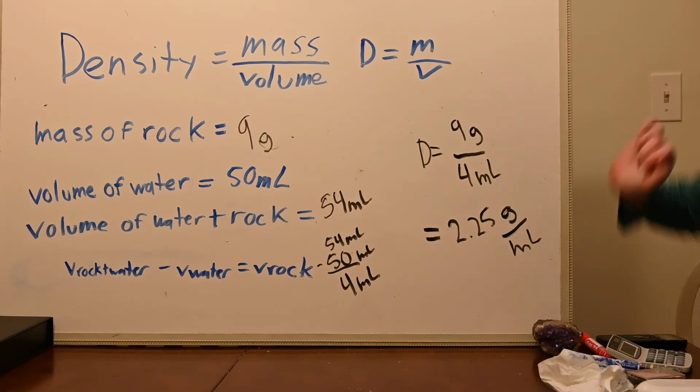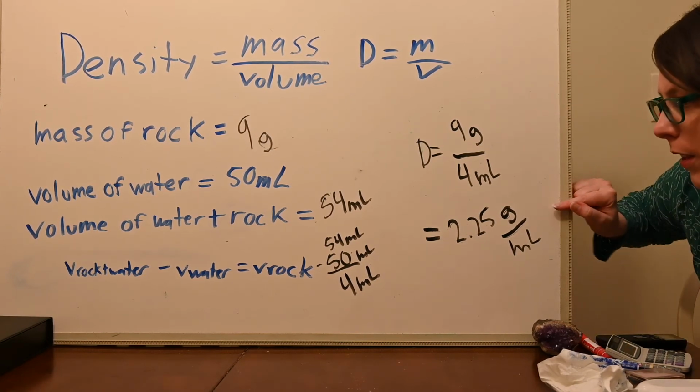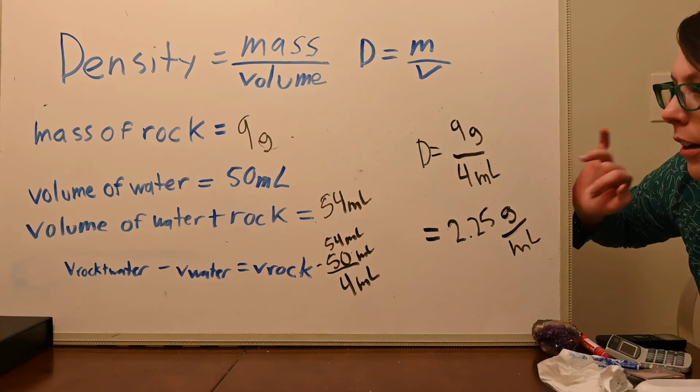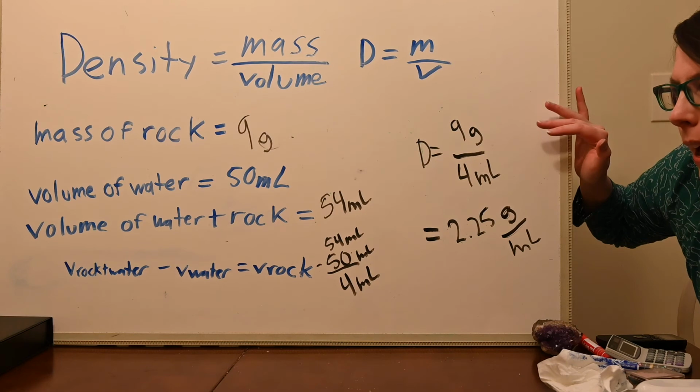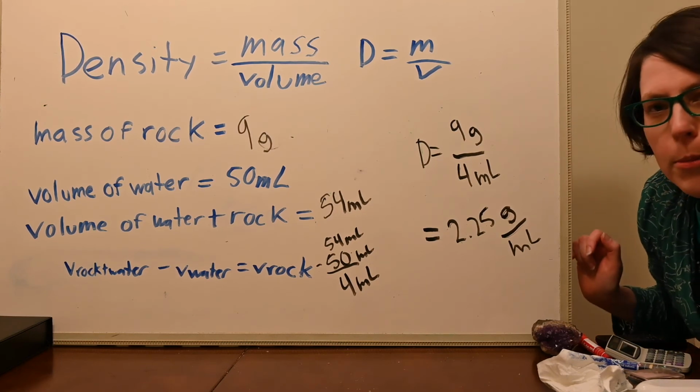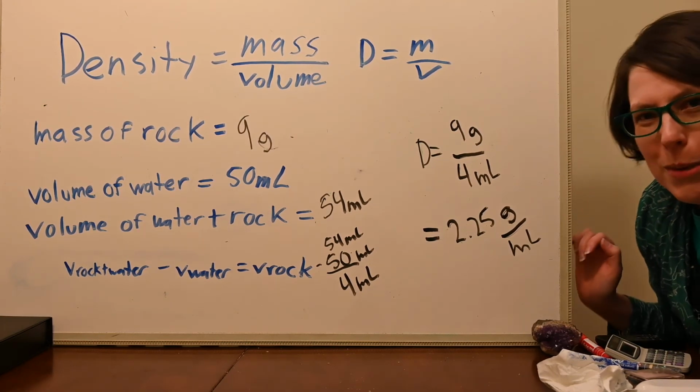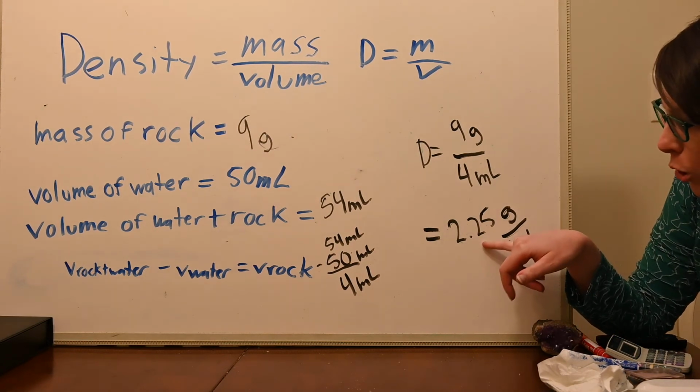You're taking mass and dividing it by the volume, and you're leaving the units as they are. We're always going to be finding our mass in grams and our volume in milliliters. If we had different units, we would have to make some changes. But does this make sense, 2.25?